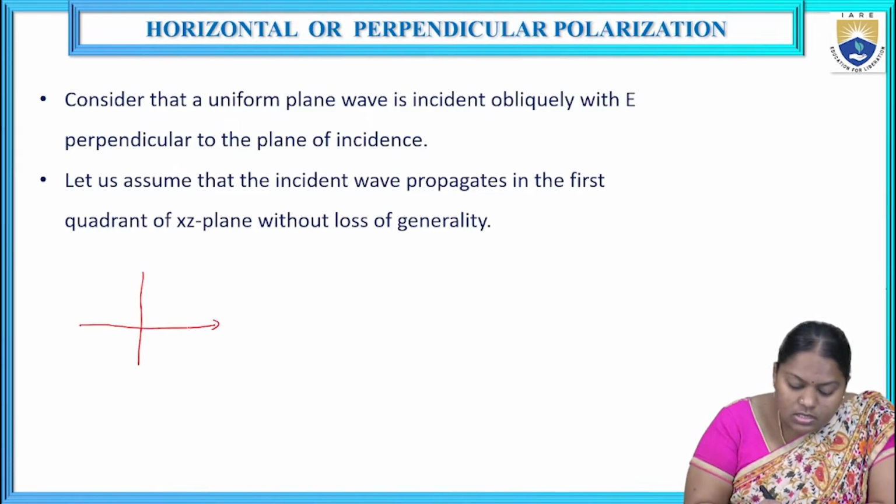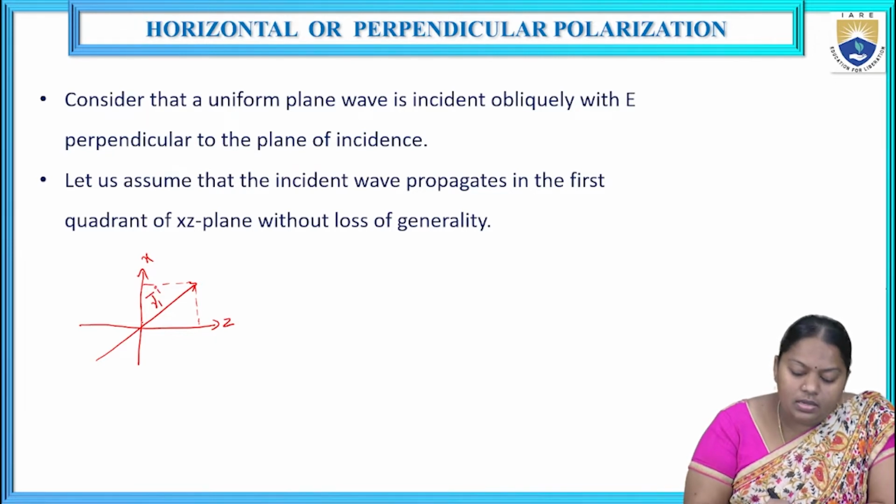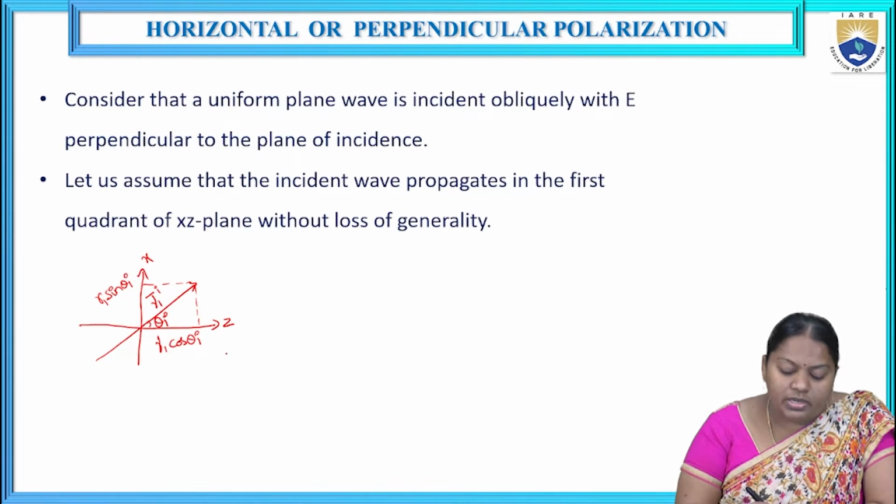So this is the incident wave propagation vector, Z direction, X direction. When the incident wave is moving in this particular direction, then this is called gamma 1 i, right? So this is theta i, and gamma 1 cos theta i, and here it will be gamma 1 sin theta i. Okay, the wave propagation vector for the incident wave, right?